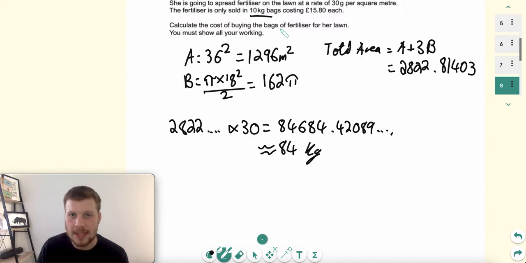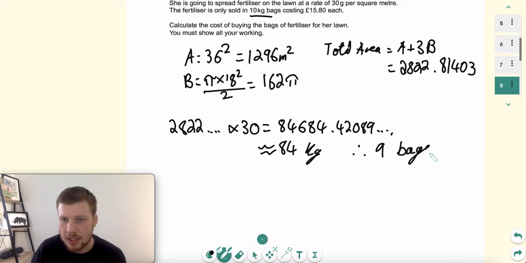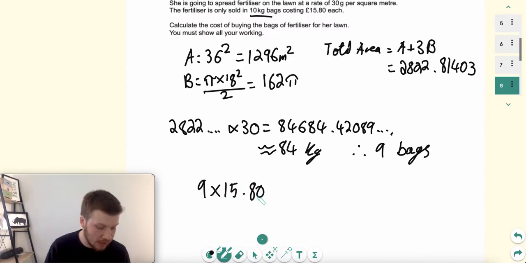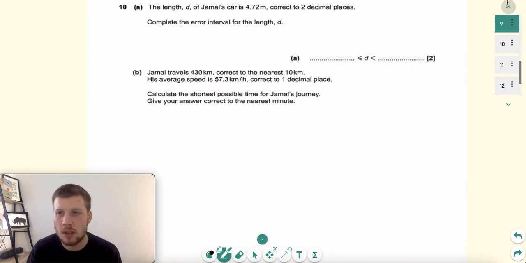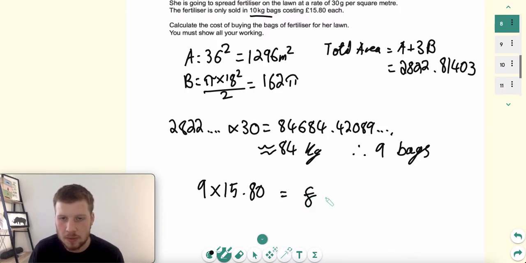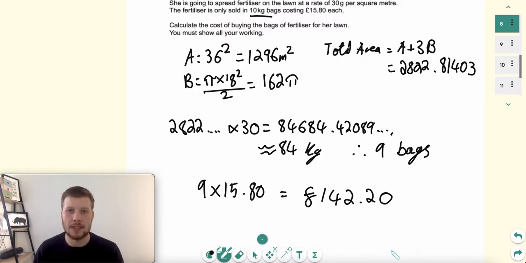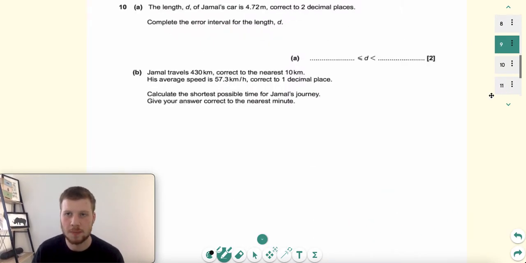If they're only sold in 10 kilogram bags, I would need 9 bags in total, and each bag costs £15.80. So 9 times £15.80 is going to tell me how much I need to spend. This gives me a total of £142.20. Again, I've clearly laid out my workings: area first, working how much fertiliser I need, then how many bags, and looking at a total price.